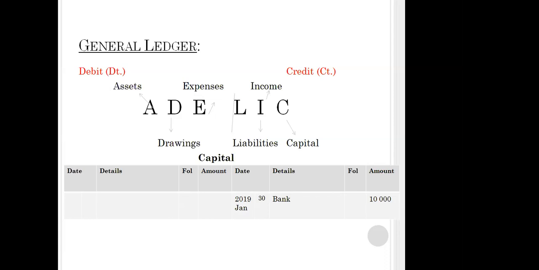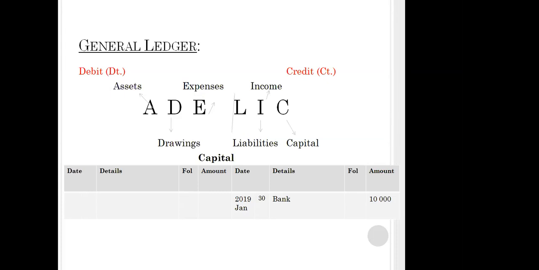The transaction is not standing there, but let me quickly give you the transaction. So on the 30th of January 2019, the owner invested capital of 10,000 rand. All right, I'm quickly going to say this again. On the 30th of January 2019, the owner invested capital into the business of 10,000 rand. So with the date, you're going to write the date of the transaction in. That is going to be the 30th of January.